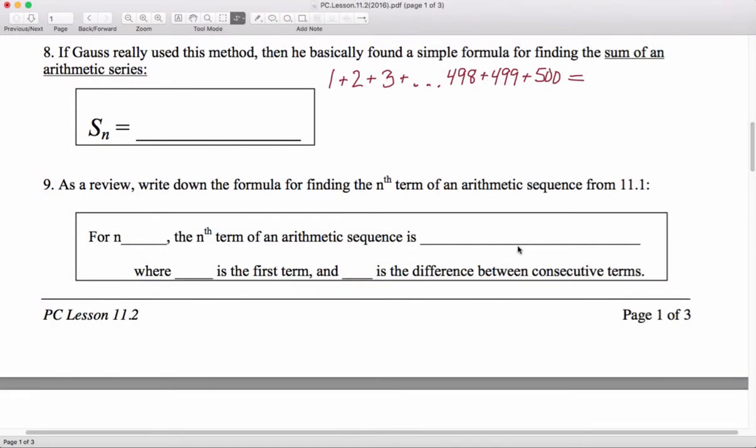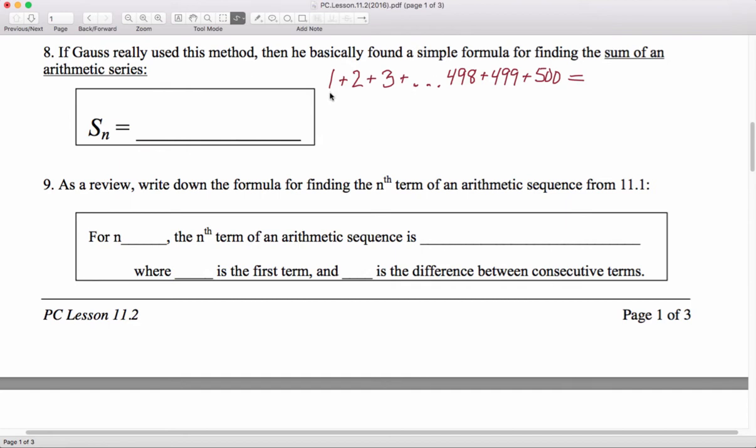Okay, so here we go with lesson 11.2. You should have completed problems 1 through 7 to start with. So I'm going to begin with number 8. And if you read about Gauss's story, he was very clever, we believe. We think this is how he did it.